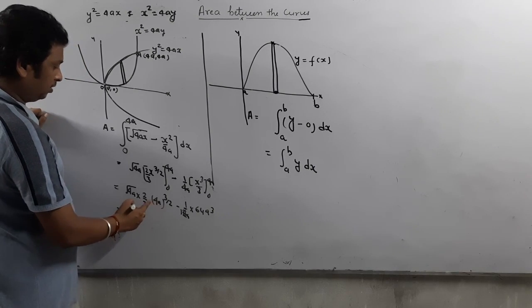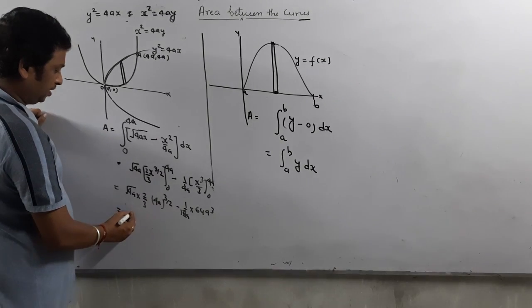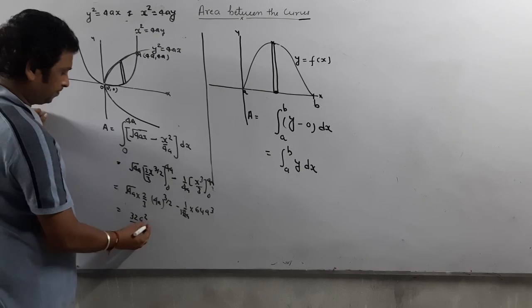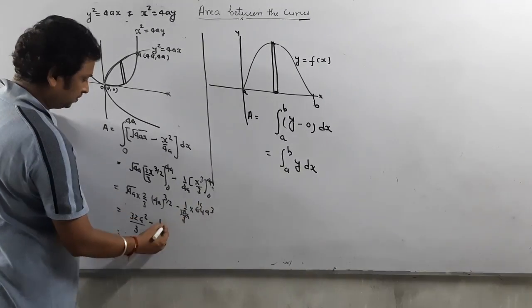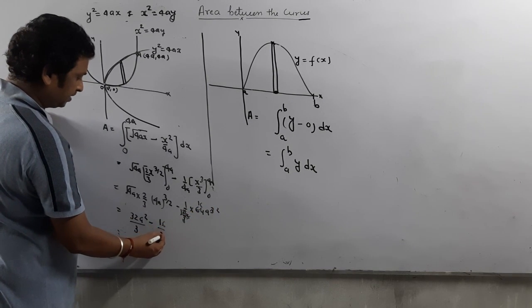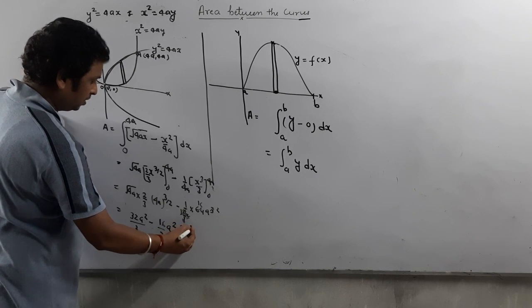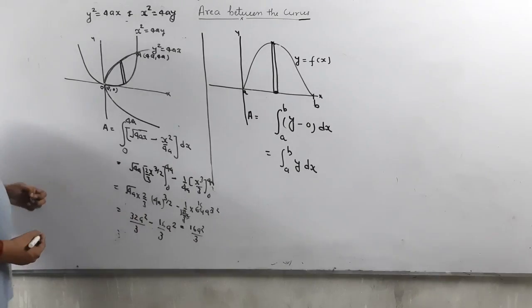So what is the value? Root 4a, 4a to the power 3 by 2 means 4a square means 32 a square by 3 minus this. The a cancels, a square 16 by 3 a square. So what is the final value? 16 a square by 3. So this is the second question done.